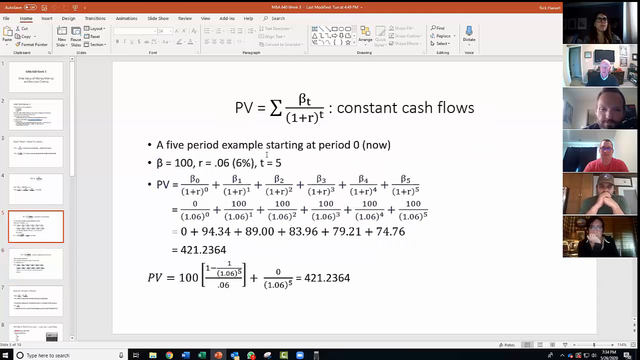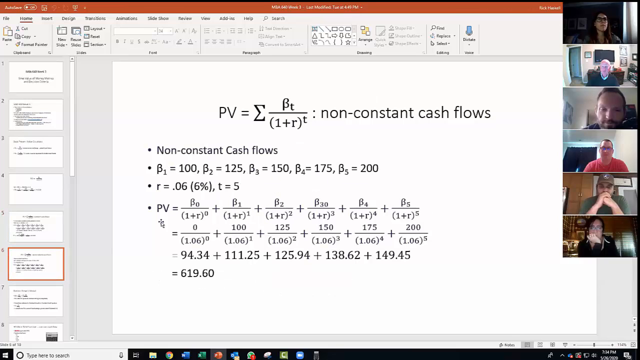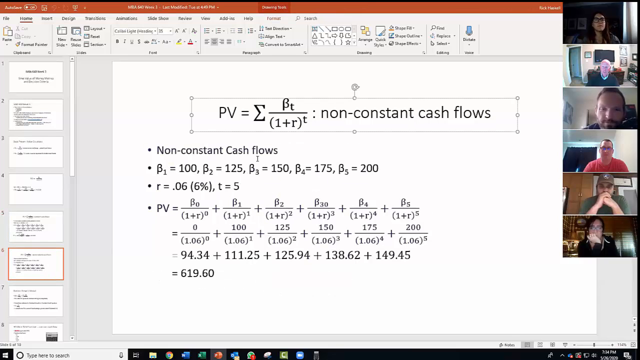This takes us now just along a slightly different route, where instead of having constant cash flows like we have here, we have non-constant cash flows, where our benefits now are changing. And it looks like they're changing at a constant interval of $25 per period. But even though it's a constant interval, it's a non-constant percent change, because 25 is a different percentage of 100 than it is of 150 than it is of 175.